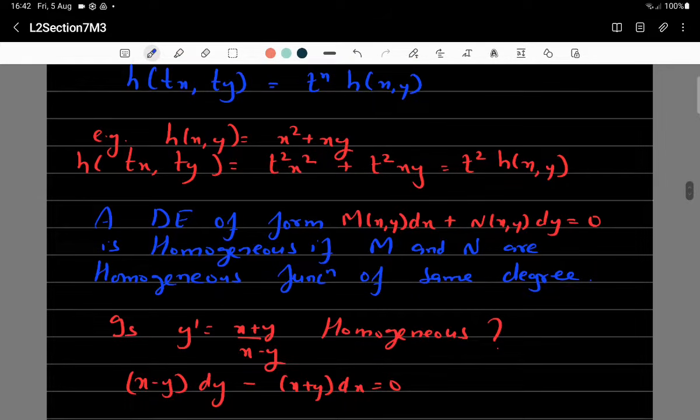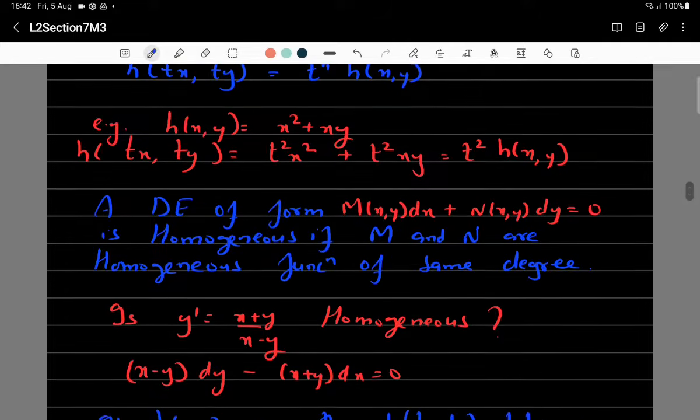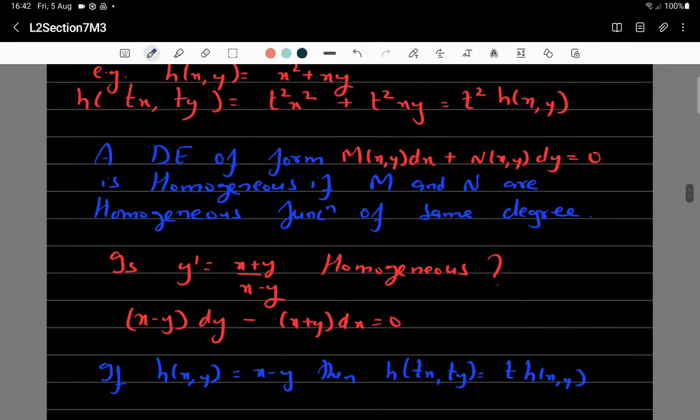Now it's very easy to verify both M and N are homogeneous functions of degree 1. So they are of the same degree, they are homogeneous, and therefore the given differential equation is homogeneous. Now the next question comes: if it is homogeneous, then how to solve it? Why can we use this substitution y is equal to vx?